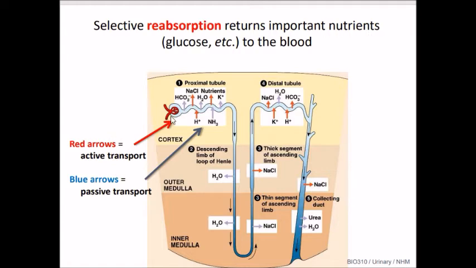So as you can see here, the red arrows show active transport. Meanwhile, the blue arrows show passive transport.